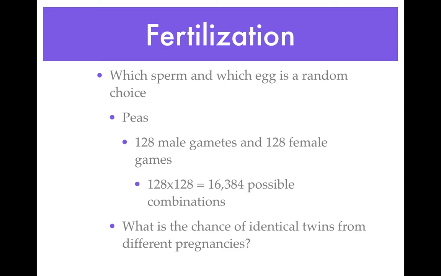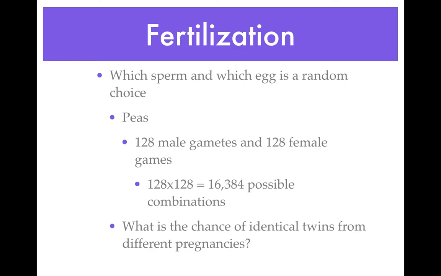If we look just at a pea plant without crossing over, there are 128 male gametes that can be made in that pea plant. And in another pea plant, there are 128 female gametes that could be made. And we get that from the math, 2 to the n. Peas have 7 chromosomes. Now, to figure out how many possible combinations there are, you have to take 128 times 128, which means there are 16,384 possible combinations that you could get by randomly fertilizing one pea plant with another pea plant.